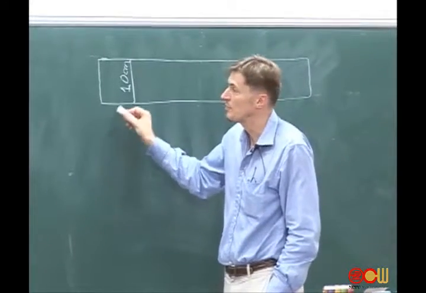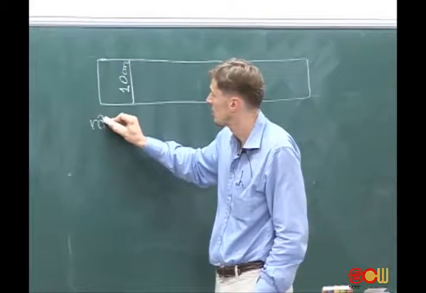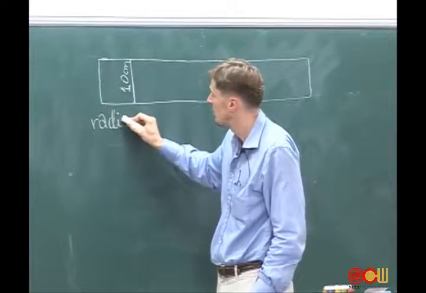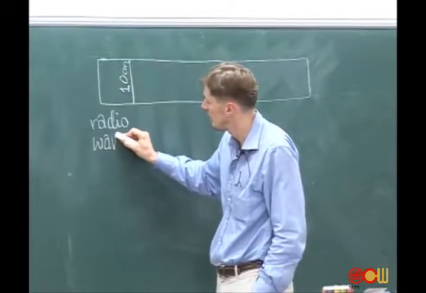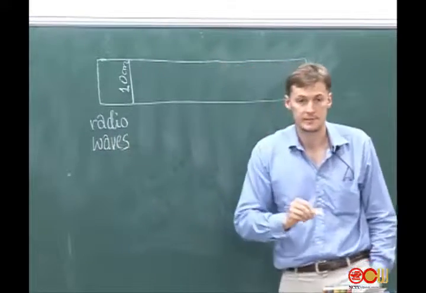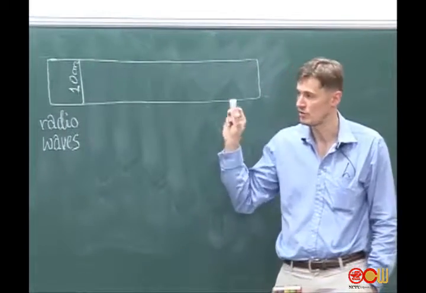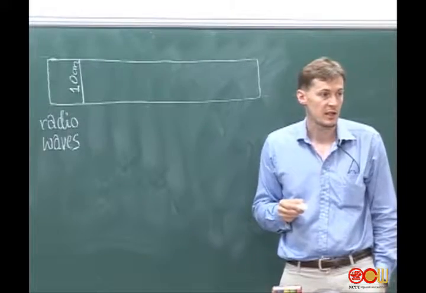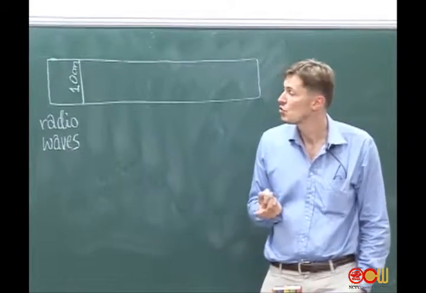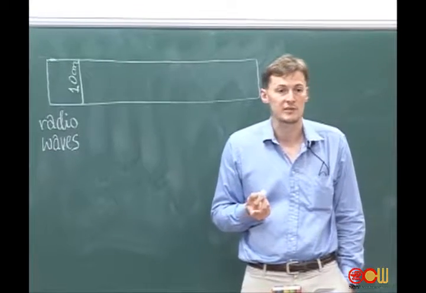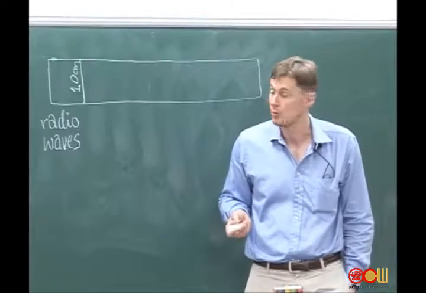And this type of electromagnetic waves of such a long wavelength are called radio waves. Many of you may know this already, but let's just systematize it. So it turns out that these radio waves are too large to interact with atoms and molecules. They interact with larger objects.